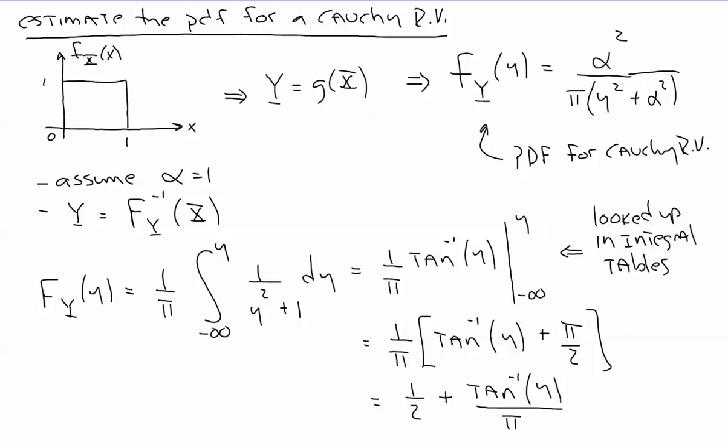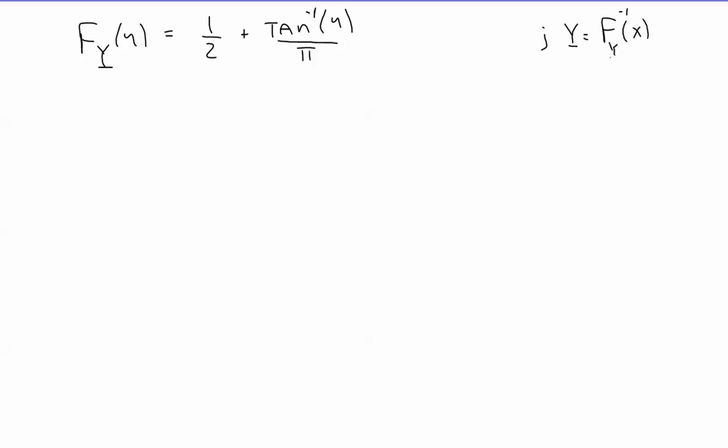Let's go to the next page and finish this up. So what I have at this point is my cumulative distribution function for y equals 1/2 plus arctangent of y over pi. And remember, what I'm looking for is y equals... let's try that again.